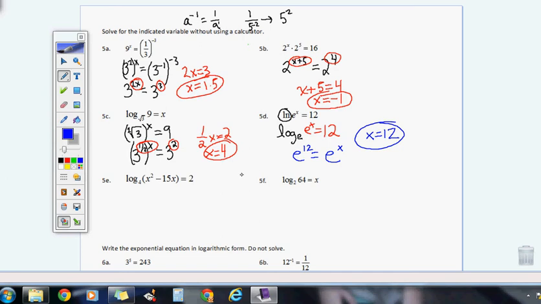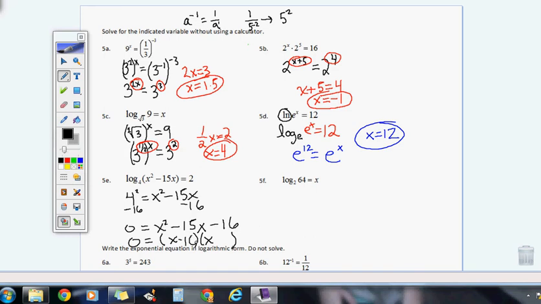All right, 5e here, we're going to convert this one to exponential form. So we have 4 squared, and that equals x squared minus 15x. Well, that's 16, so I'm going to subtract 16 from both sides here, and I'm going to get myself 0 equals x squared minus 15x, and then minus 16. Solving my quadratic here, 0 is equal to, well, I'm going to factor. Factors of 16 that get us to 15.